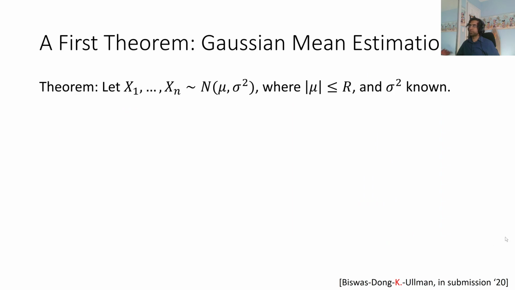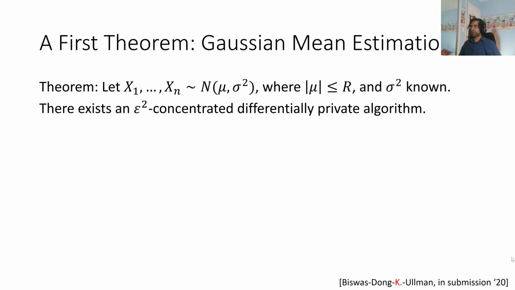So here's the first theorem for Gaussian mean estimation in just 1 dimension. There's a few lines to this, so let me break it down part by part. We say that there's a data set, x1 through xn, which is generated according to some Gaussian distribution with unknown mean, but known variance. Like I said before, though, our mean is going to be bounded in absolute value by some parameter r.